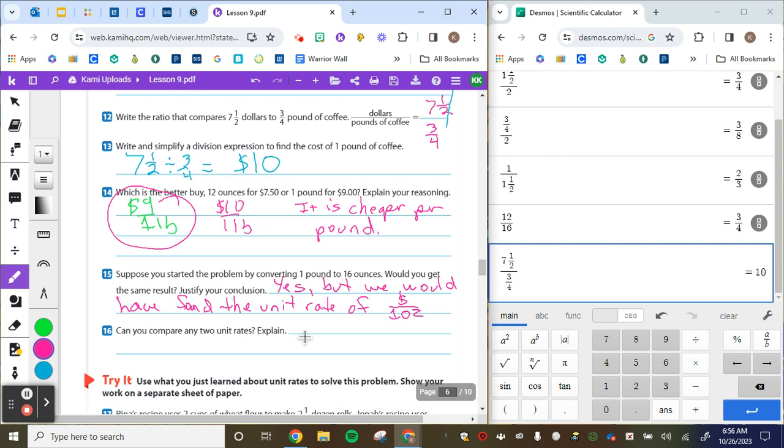Can you compare any 2 unit rates? Well, we just figured out from the original question, no, because the original question had ounces with pounds. You have to have the same units. So you cannot compare them unless the units are the same. So no, you have to have the same units.